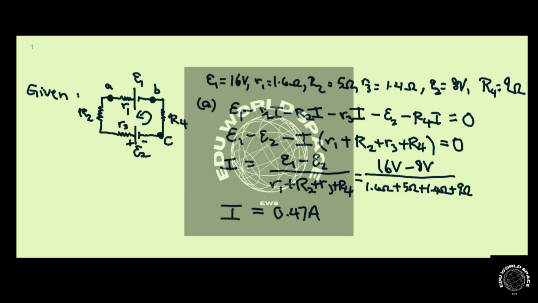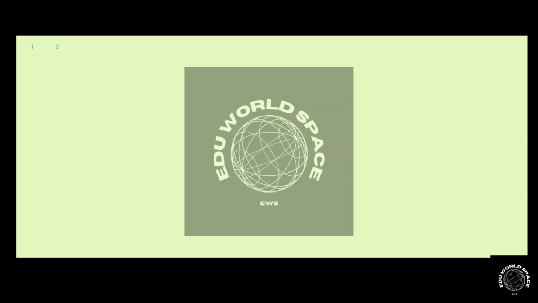Now we'll move on to part B. Okay, so in part B, we're asked to find the terminal voltage VAB of the 16 volt battery. So let me quickly give a sketch again of the circuit.